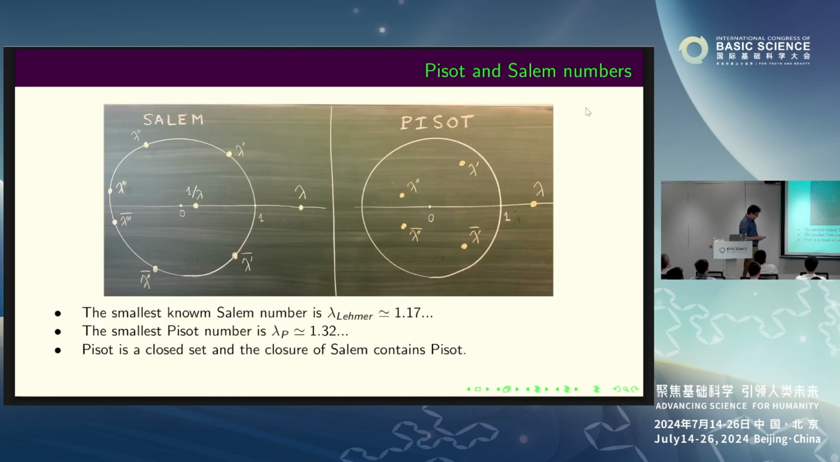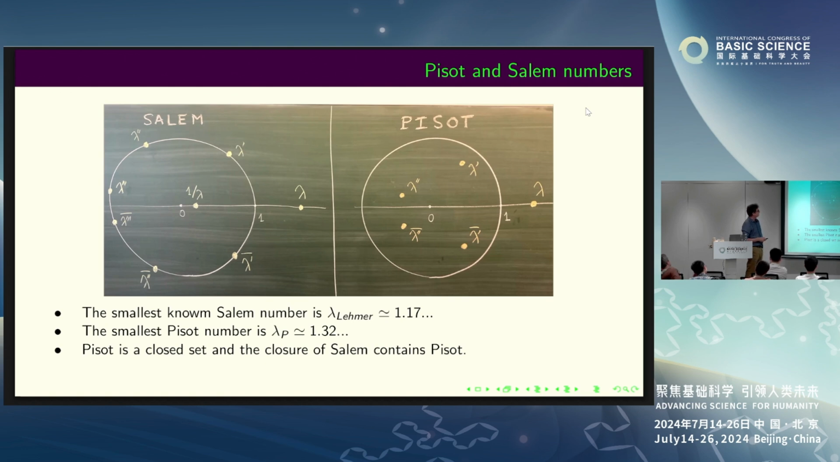So what you get is what we call a Salem number. It's an algebraic integer, lambda, larger than 1. You also have 1 over lambda among the Galois conjugates of lambda, and the other ones have modulus 1. So this is a type of number that you get when you look at automorphisms of algebraic surfaces.